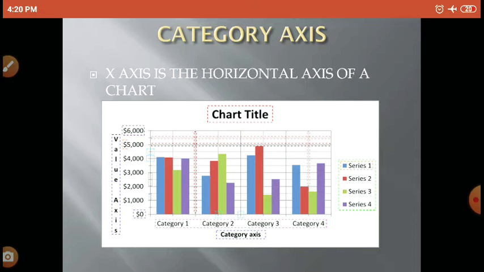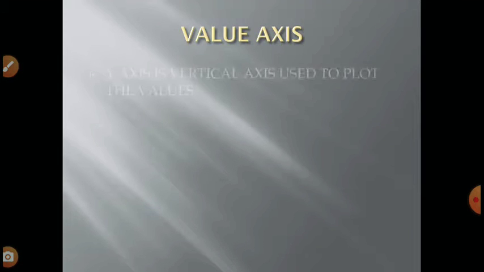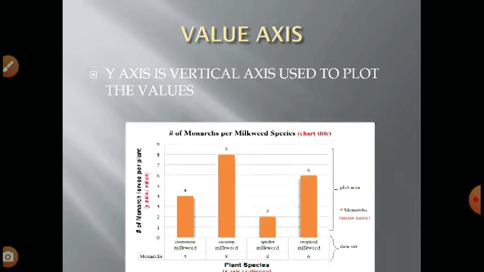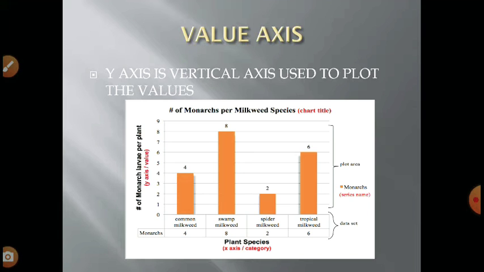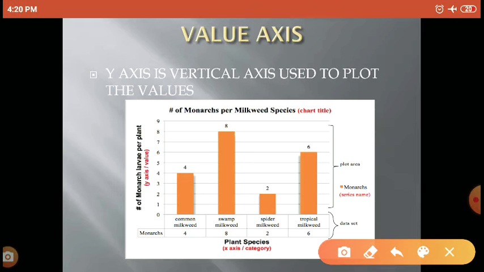Next we have our value axis. Let's move forward to our next topic. Next we have value axis. Now what does value axis mean? It is the y axis, the vertical axis used to plot the values. Let us see with the help of a figure.